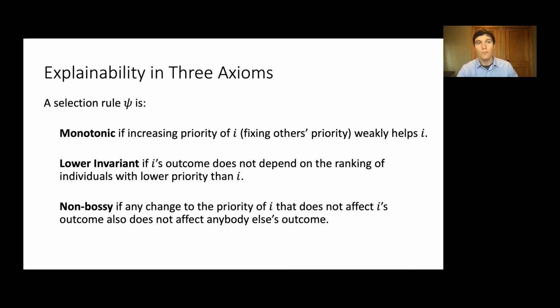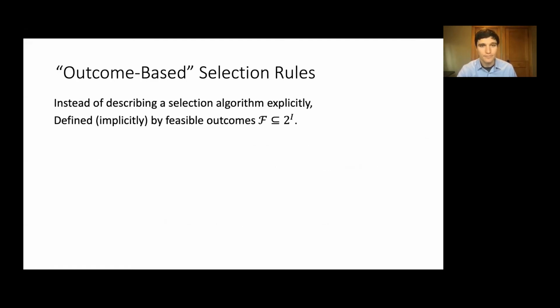The question is how big is the class? Choosing the top K is not a very rich class. If we want to implement affirmative action policies, we couldn't do that with that simple policy. But it turns out these axioms are satisfied by a much bigger class of rules, which I'm going to call outcome-based selection rules.